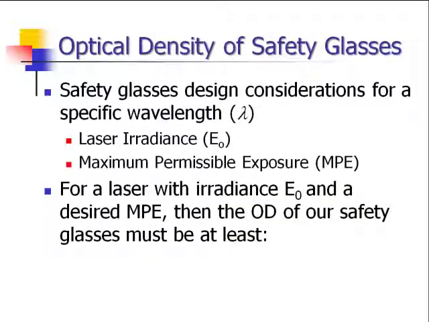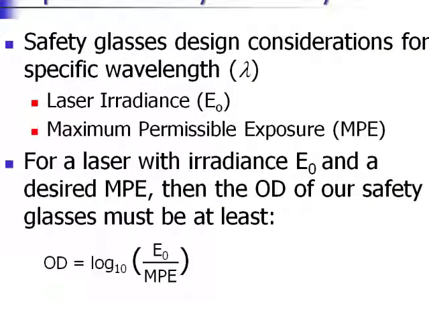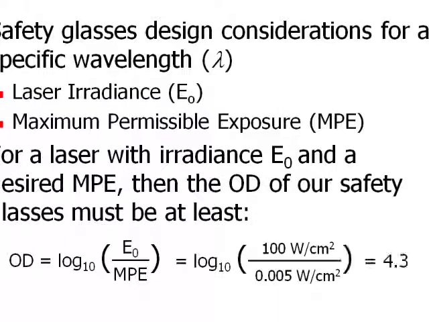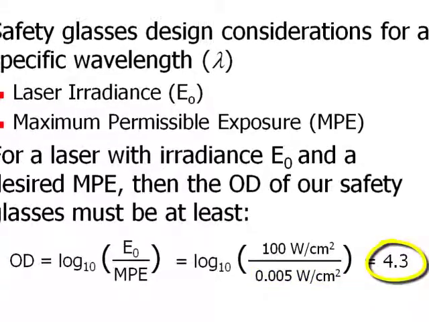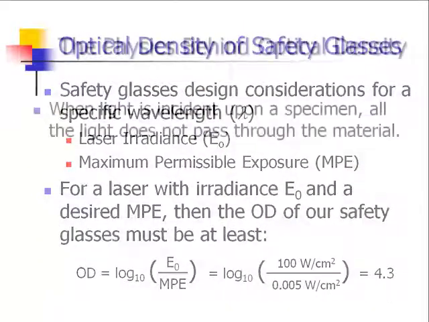For a laser with a given irradiance of E sub O and a desired MPE, the OD of the safety glasses must be at least log base 10 of the irradiance of the laser divided by the maximum permissible exposure. As an example, if you had 100 watt per centimeter squared irradiance and you had an MPE of 0.005 watts per centimeter squared, minimum OD that would be required for the safety glasses for this laser would be 4.3.